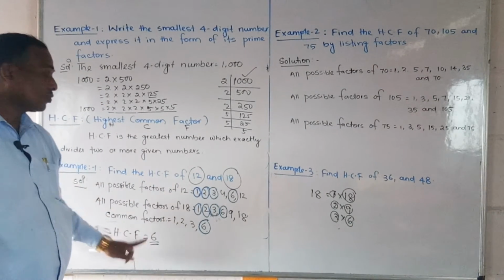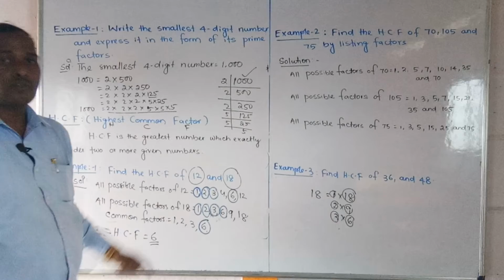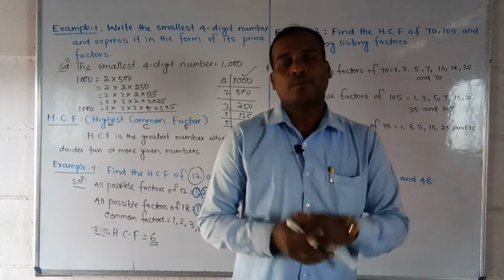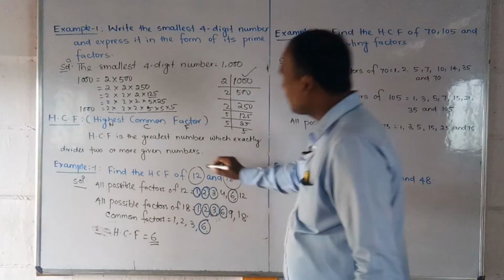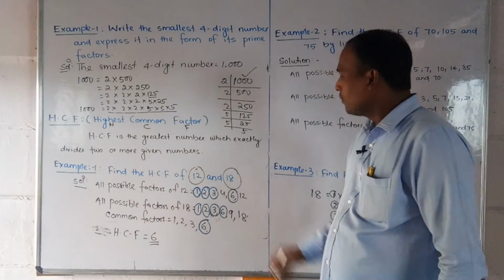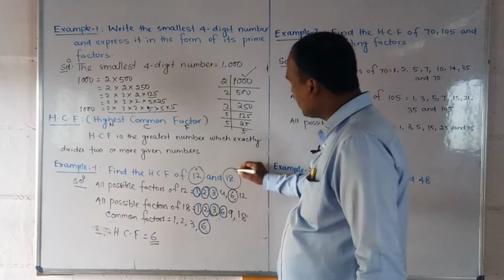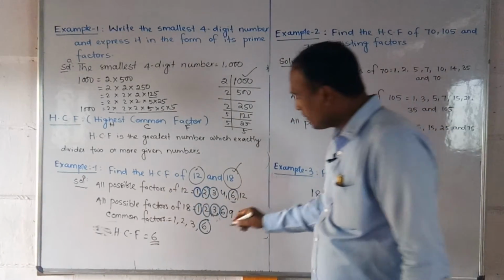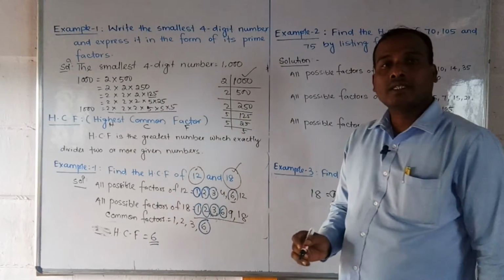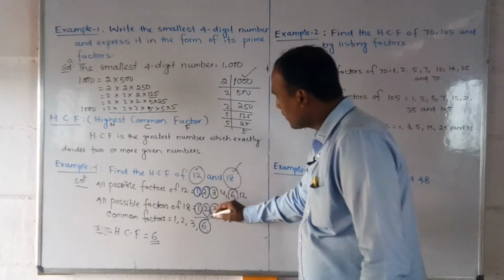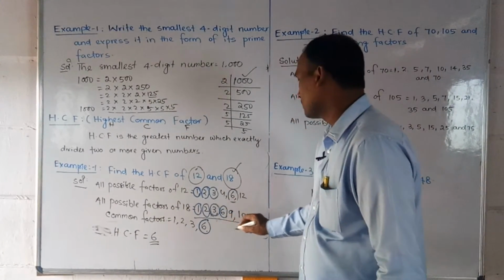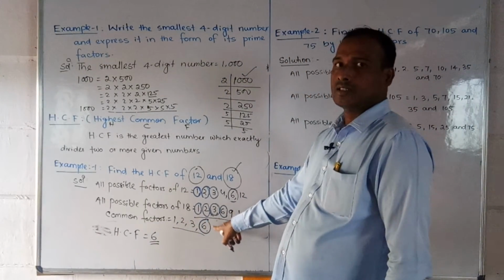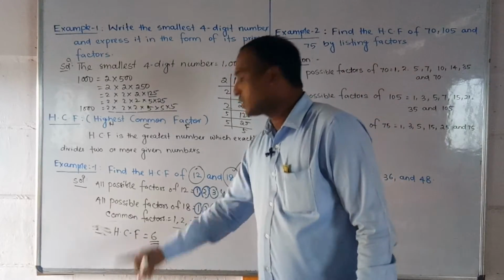ये greatest number जो दोनों नंबर को divide कर सकता है. ठीक है. Did you understand how to find that HCF? पहले क्या करना है हमको? हमको दोनों नंबर के फैक्टर्स निकालने हैं. अभी 12 के फैक्टर्स निकाल दिए, बाद में 18 के फैक्टर्स निकाल दिए, बाद में दोनों के कॉमन फैक्टर्स निकाले. इनमें सबसे बड़ा कौन है? 6 है. That is called HCF.